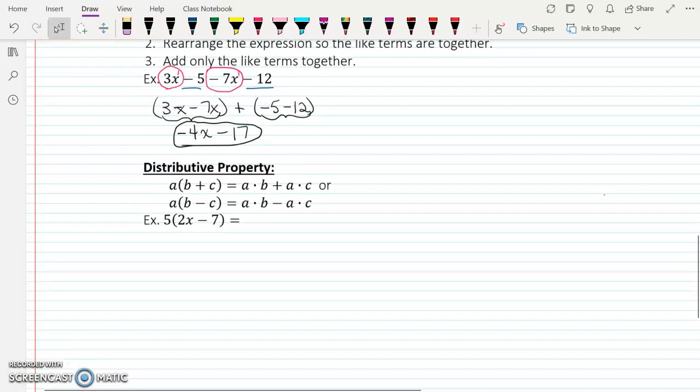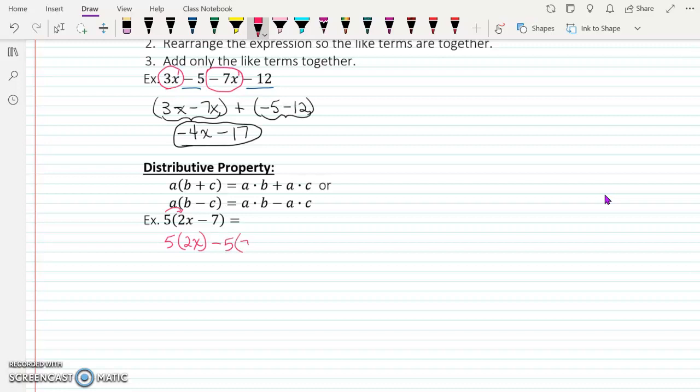The last review problem that I'm going to do with you is the distributive property. So here we're going to multiply 5 times 2x minus 5 times 7. I want to distribute to both terms in the parentheses. So 5 times 2x would be 10x, minus 5 times 7 would be 35. We can't add those two things together because this one has an x, this one doesn't. Therefore, they're not like terms, and so we just stop right there.